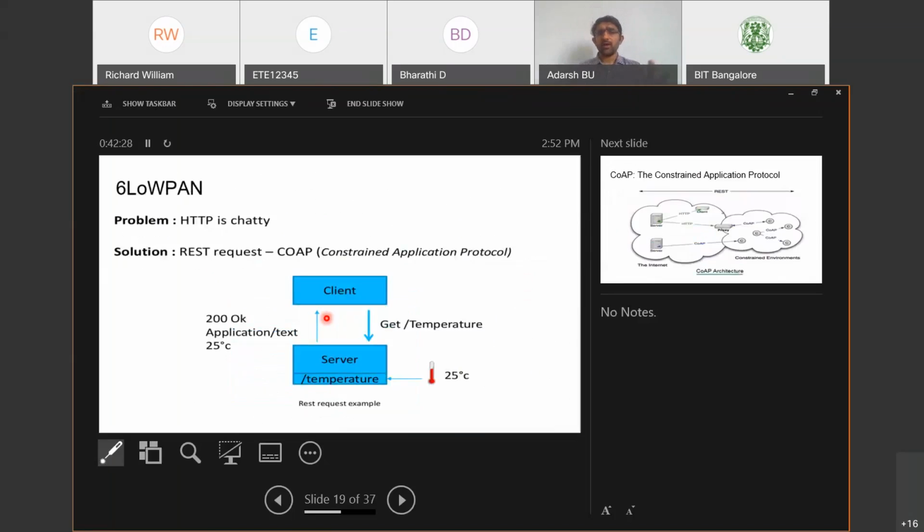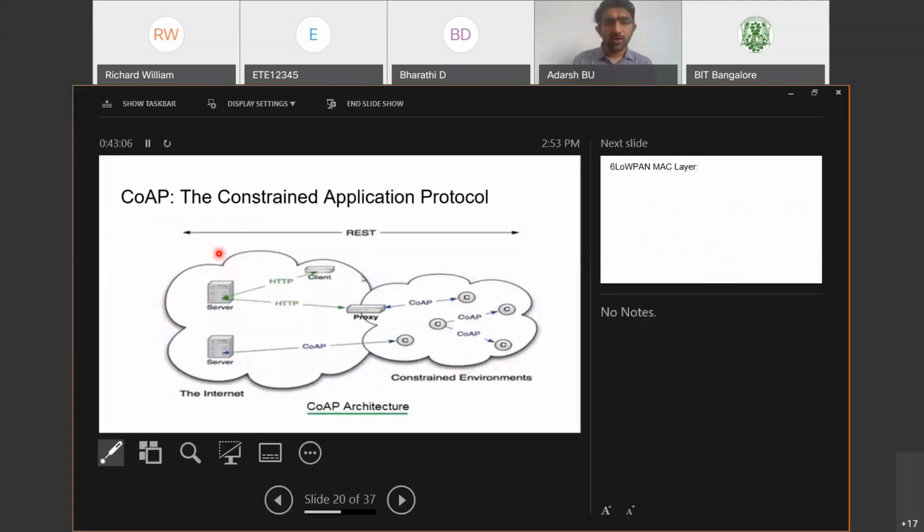This part I already explained. HTTP is on the REST architecture, the representational state transfer architecture, and today we are going to make use of CoAP, the Constrained Application Protocol. CoAP is designed in a similar way to how HTTP is designed. HTTP completely works on REST, and CoAP also works on the REST architecture. Since these two are designed on the same architecture, CoAP to HTTP and HTTP to CoAP proxy conversion is very easy.